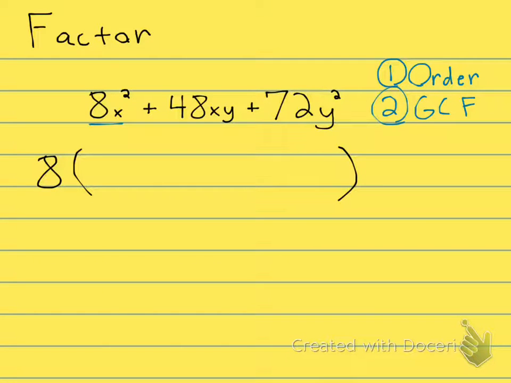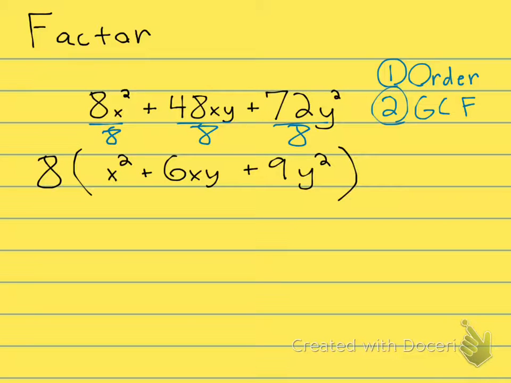And really what I'm doing is dividing all three of these terms by 8. When you factor it out, you're dividing. So let's see what I'm left with. In the first term, I will be left with x squared. In the middle term, I will be left with 6xy. Right? The xy is not going to go anywhere. And in the last term, I will be left with plus 9y squared.